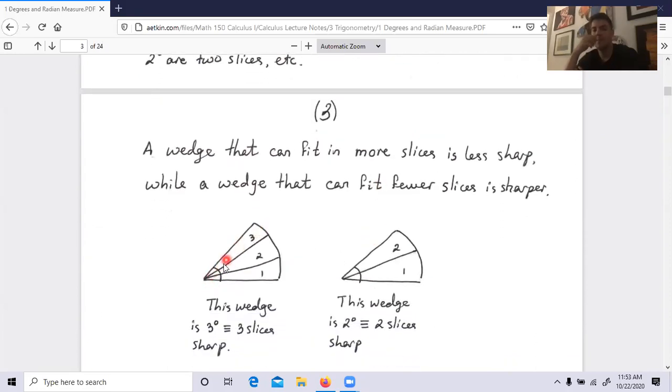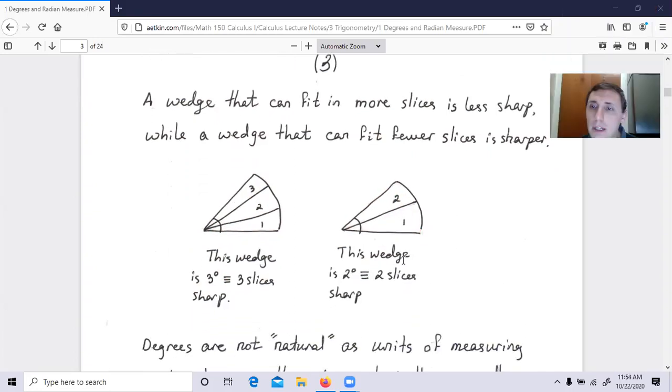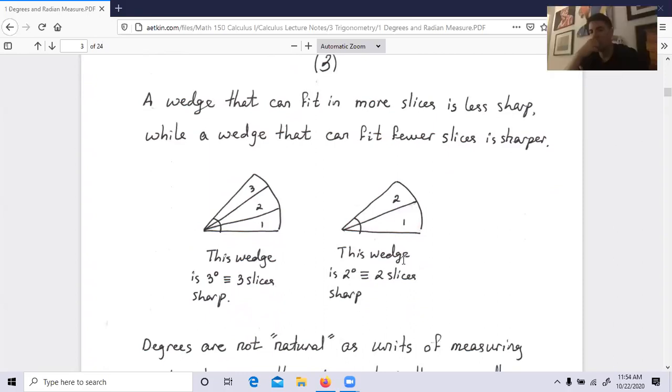You see, here is a wedge. This is less sharp than this wedge. You understand why it's less sharp? Because it fits 3 slices of pizza, 3 of the 360 slices. This one fits 2 slices. Are you with me, guys? So think of degrees very much like you think of slices of a pizza.